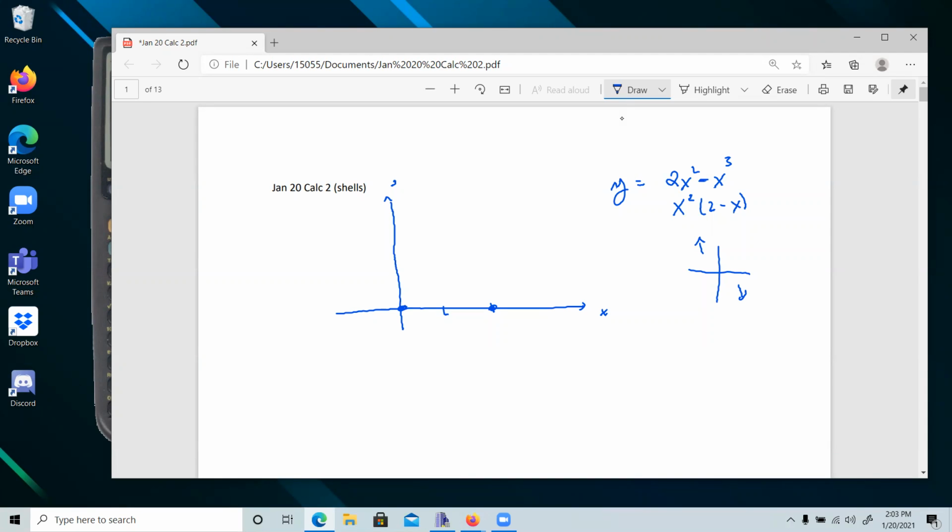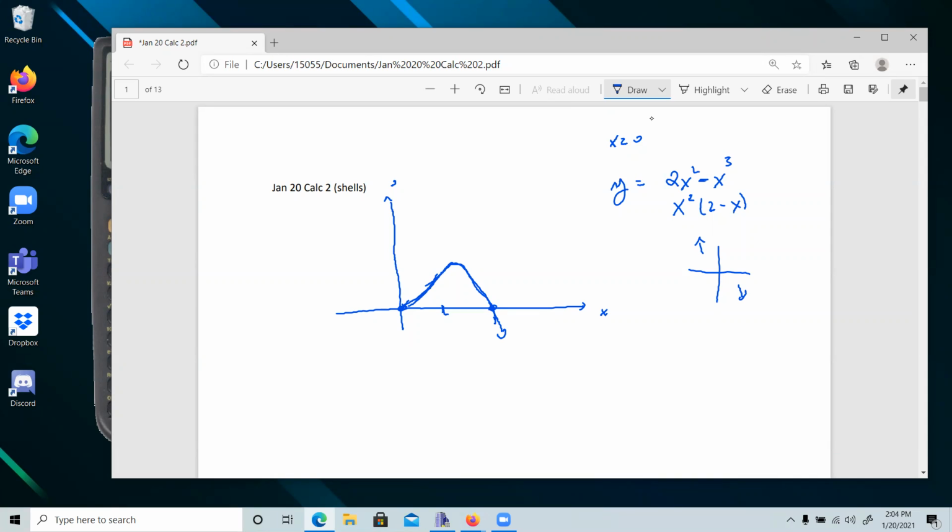The part I really care about is between x greater than or equal to 0, which is going to look like this. I don't know exactly where this turning point is. We could take our first derivative, 4x minus 3x squared, set it equal to 0, and solve. But that's not the point of what we're doing today. So there's our function.